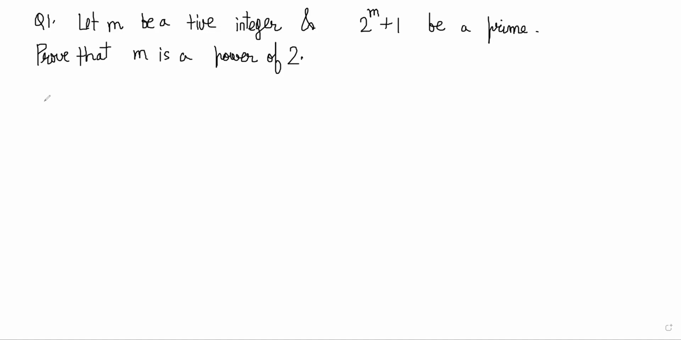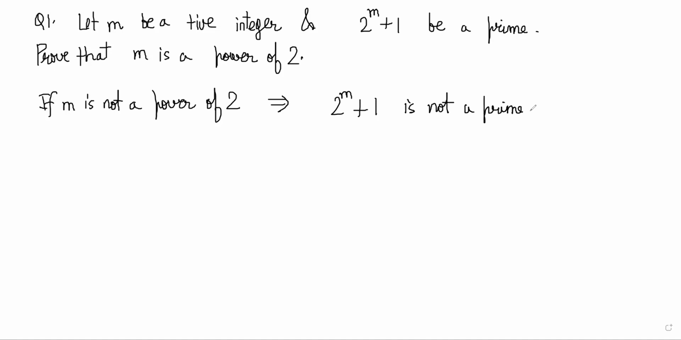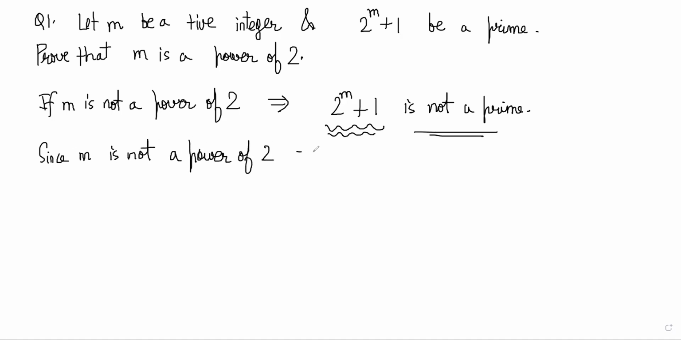So what we can try and do is we can show that if m is not a power of 2, that implies that 2 to the power m plus 1 is not a prime, right? So one common technique of proving that a number greater than 1 is not a prime is to show a factor for that number, right? So since m is not a power of 2, that means that m has odd factors, right? It has odd factors greater than 1.